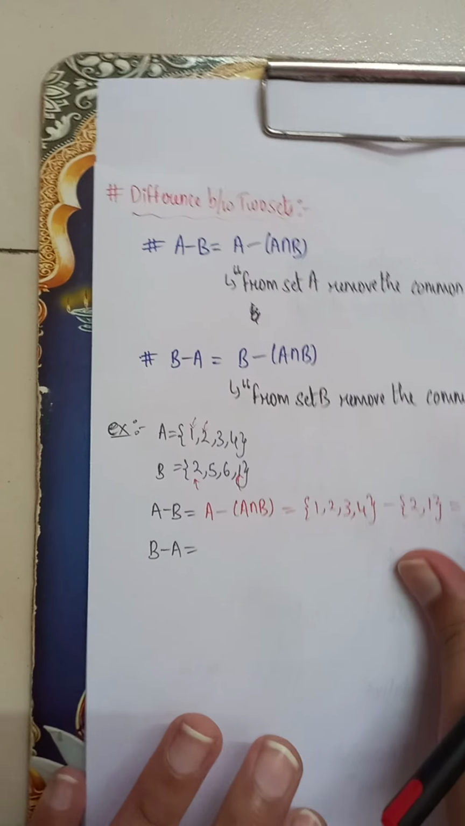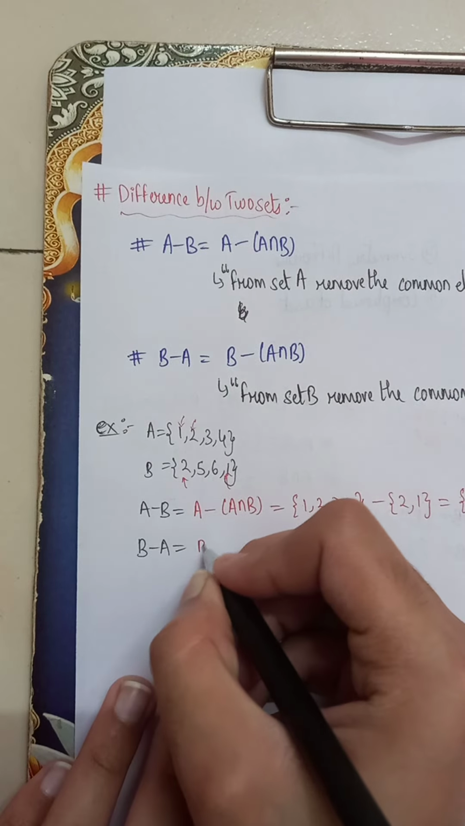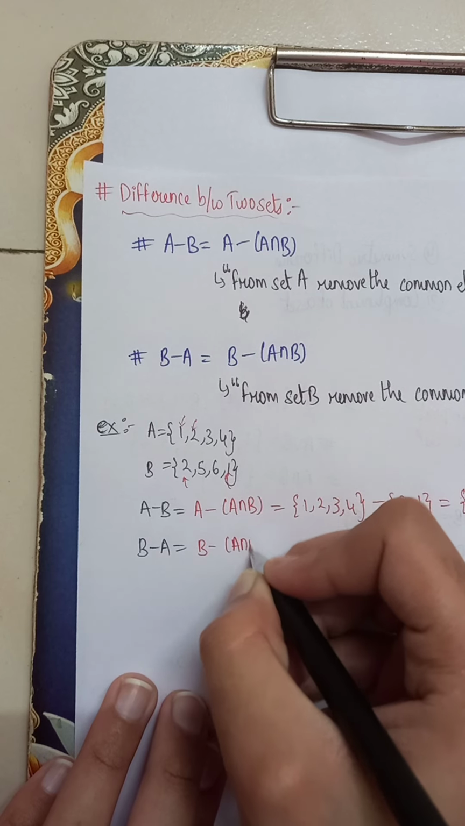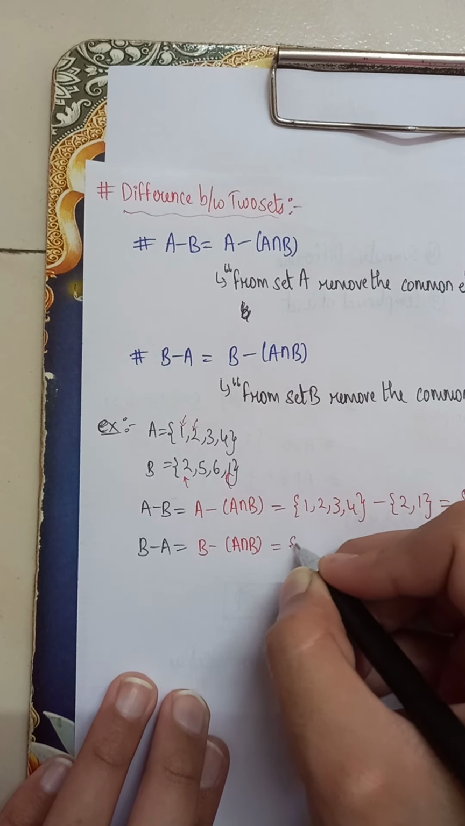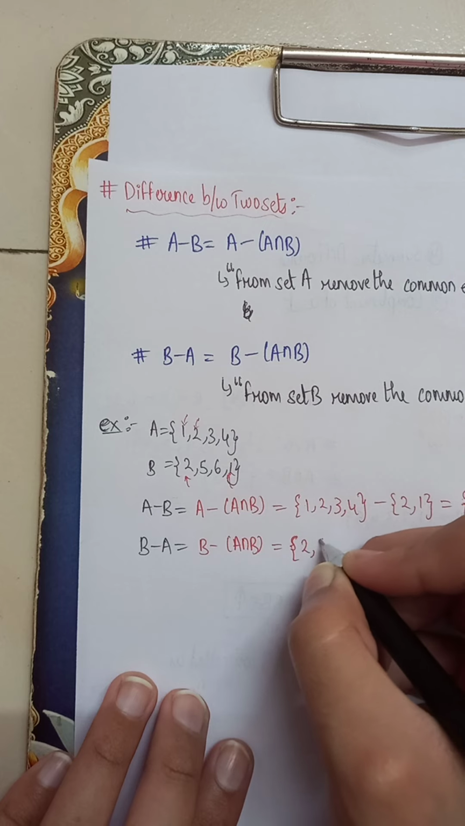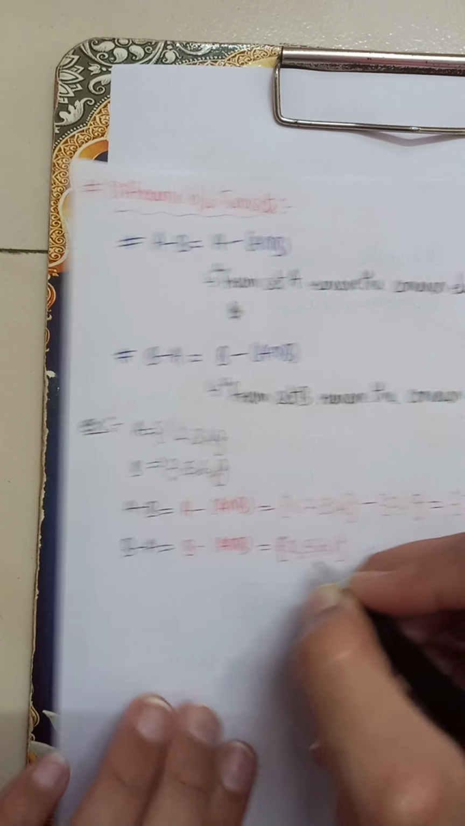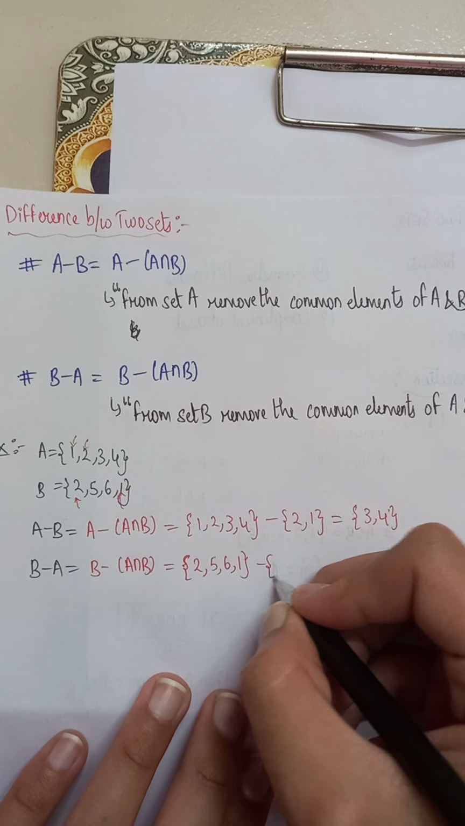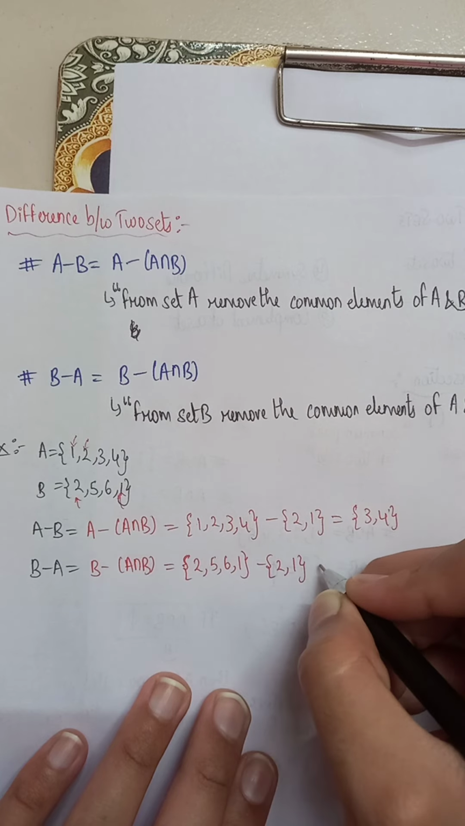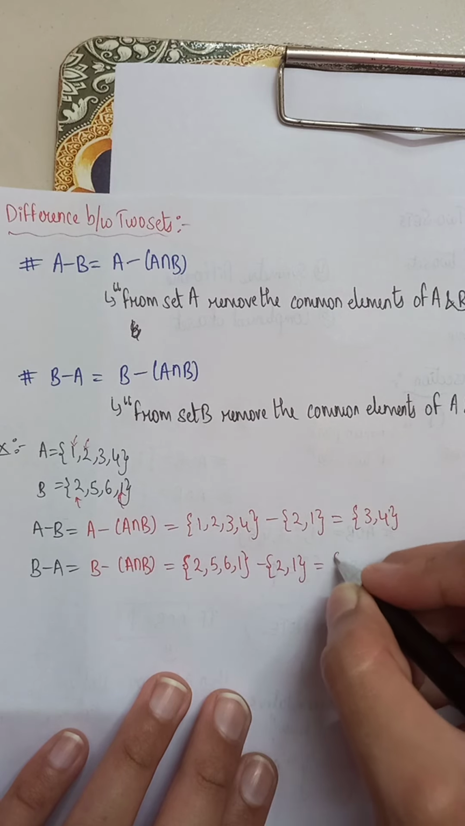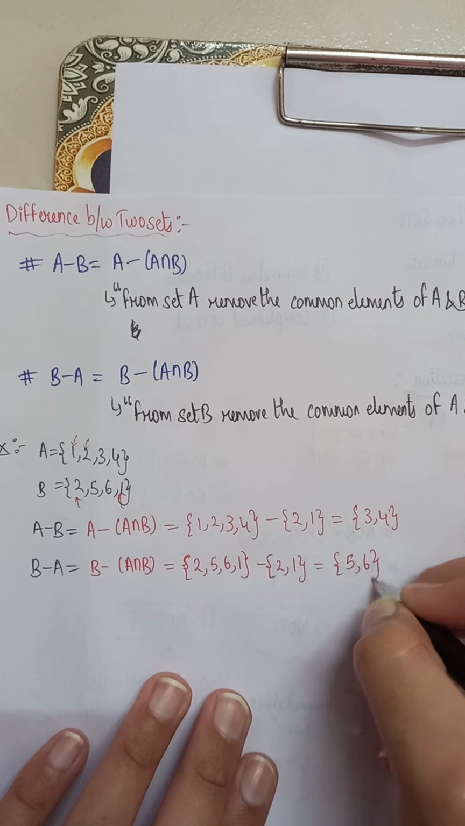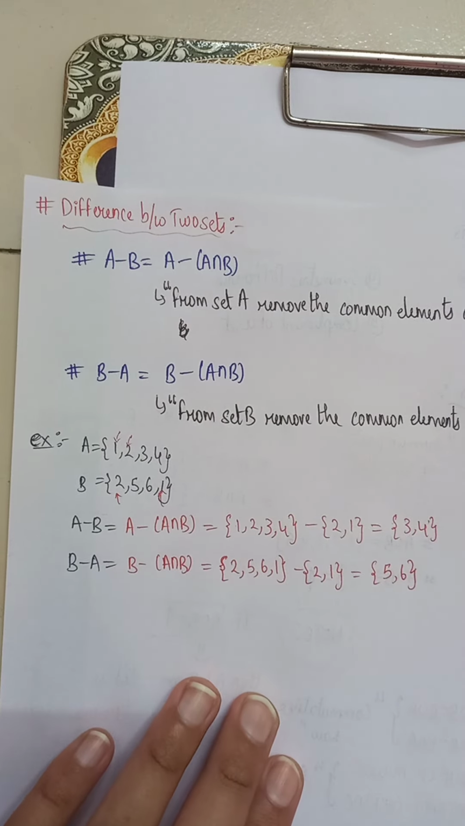Okay, in the same way B minus A. So it's B minus A intersection B. So what is B? 2, 5, 6, 1, minus A intersection B, the same 2, 1. So I need to remove 2 and 1, and I get the answer as 5, 6. Okay, so I hope you understood.